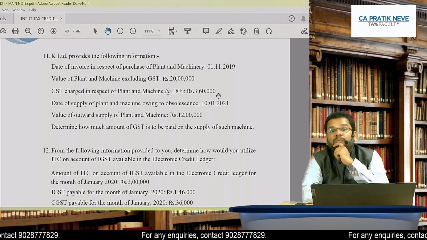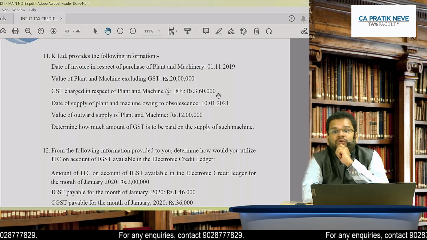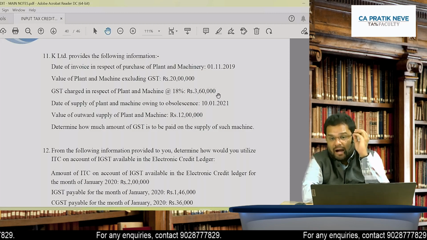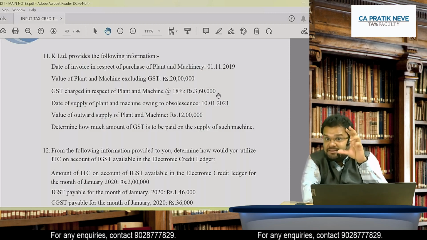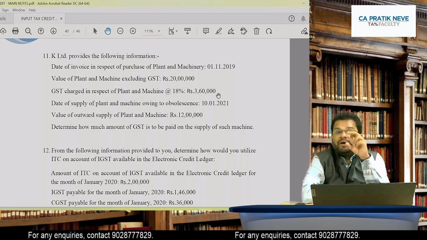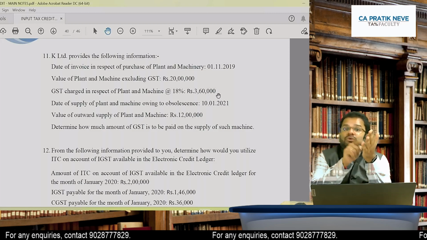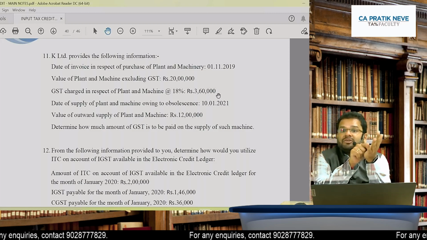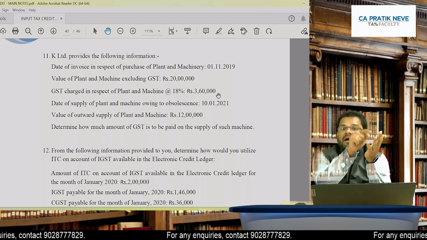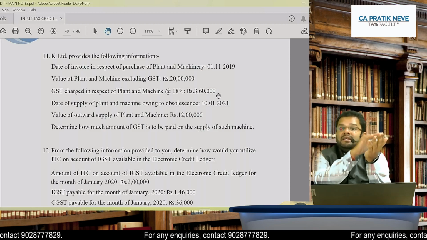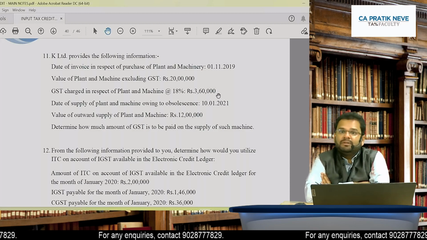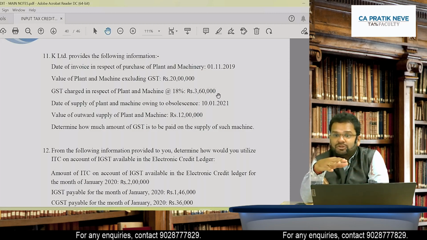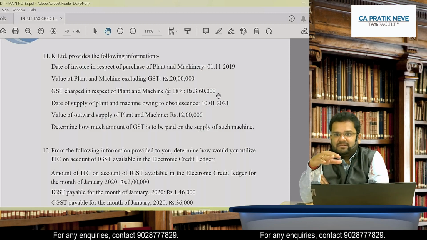You will use it to pay what? You will use it to pay output tax of IGST first. If a balance of ITC of IGST still exists, utilize it to pay output tax of CGST and SGST in any order and any proportion. You remember that? Any order, any proportion? Yes.